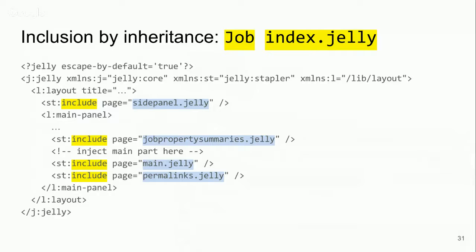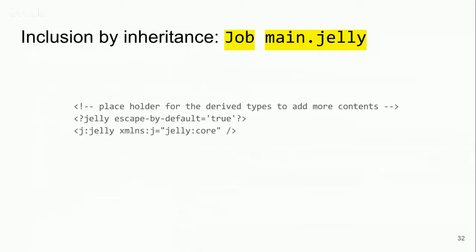And as you can tell here, we have a number of these include tags defined by Stapler. What they do is include the content of that referenced view or page, which is the attribute in this case, at that specific location. So we're including the side panel. Inside the main panel, we start off by including job property summaries.jelly, then main.jelly, and then the permalinks.jelly. And if you remember, or if you know what a job index page looks like, you may have seen those permalinks to, for example, the last successful build or the last stable build.